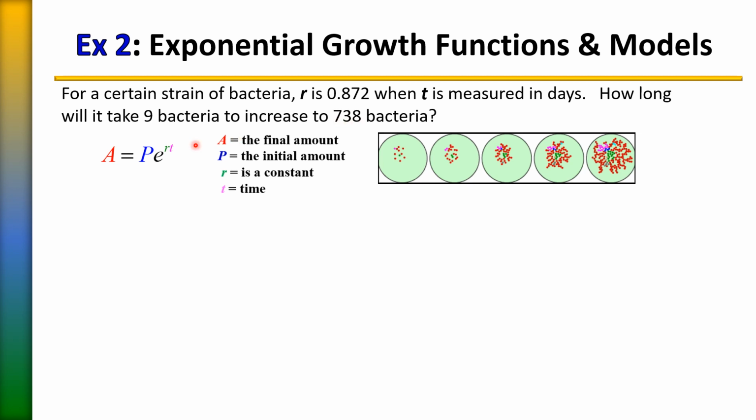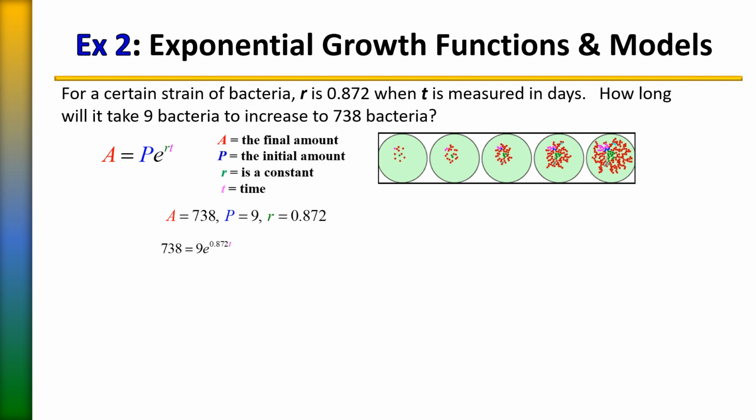So how long did it take to get to there? So remove the A, replace it with 738. P is the initial amount, the amount it is at the very beginning, and we were given that that's 9. So remove the P and replace it with 9. We were given a rate of 0.872. Remove r and replace with 0.872. The time, we don't know how long it takes. That's what we want to find out. So we're going to leave t as is because that's the variable we want to solve for. So once we plug everything in, it's going to look like so.